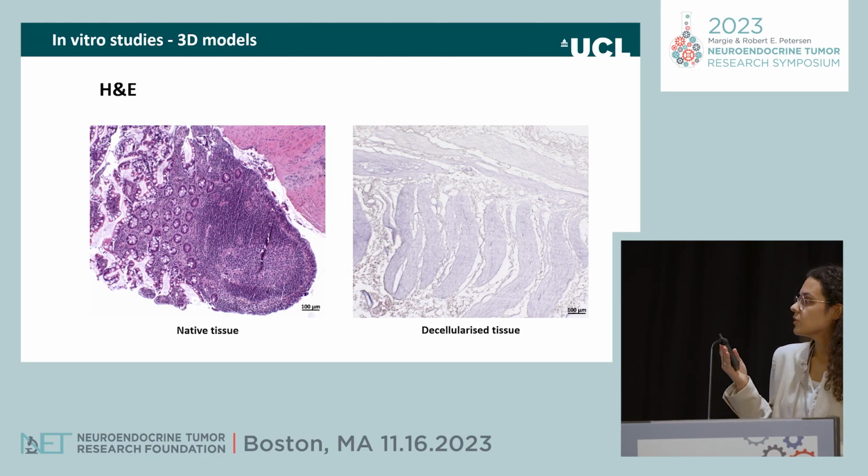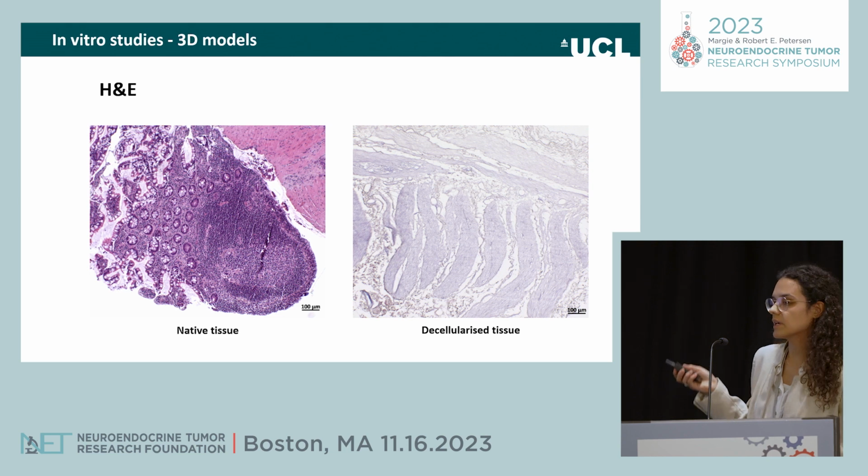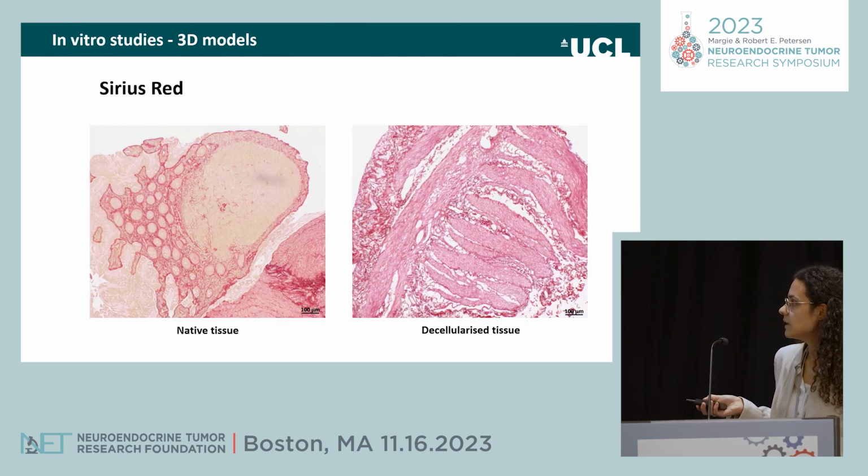So here are some representative images of native tissue before decellularization and after decellularization. These are H&E staining, so we show a clear distribution of the cells in the native tissue, while for the decellularized tissue, we only have the remaining matrix with no cellular content left. And here we have Sirius red staining, which stains in red the collagen fibers, and in yellow we have the cellular content.